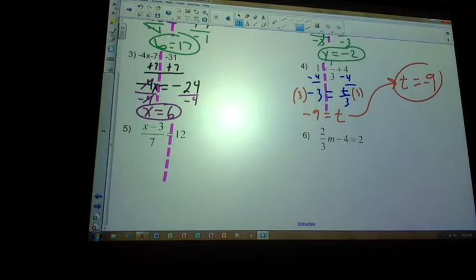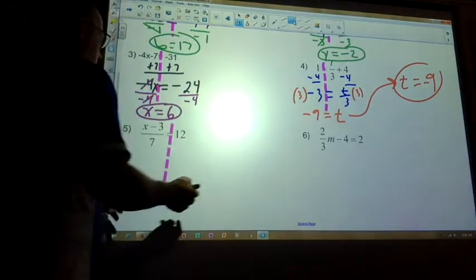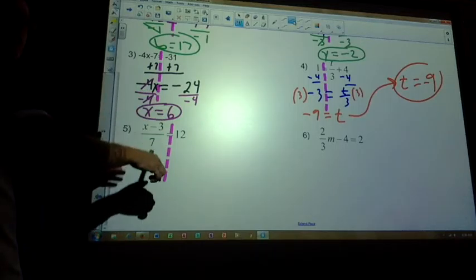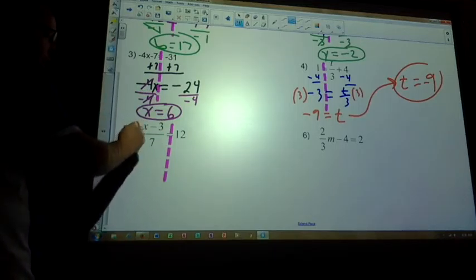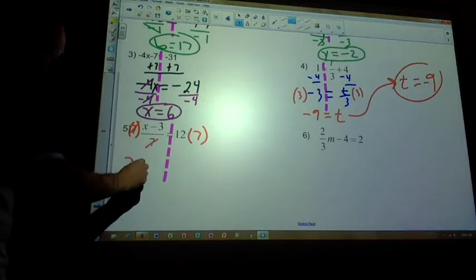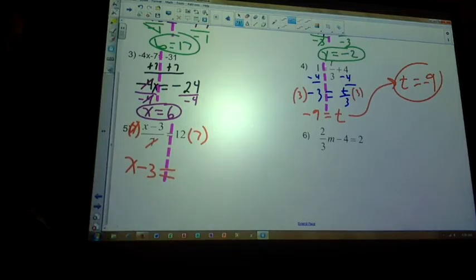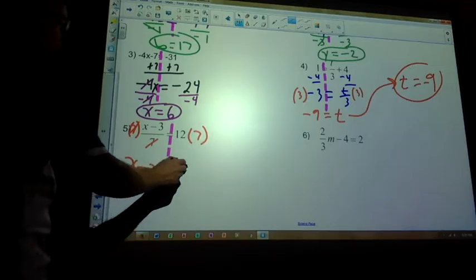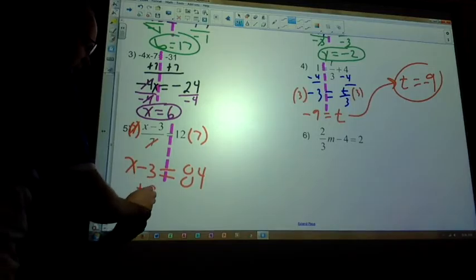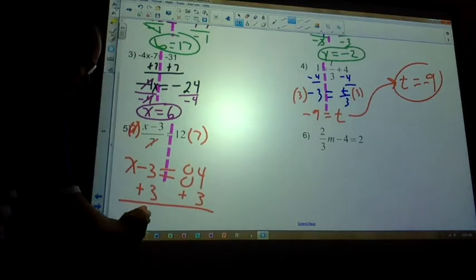Being that x minus 3 is already up on top, the whole thing is being divided by 7. So I have to multiply both sides by 7. That leaves me x minus 3 on this side. What's 12 times 7? 84. Adding 3, plus 3. X is equal to 87.